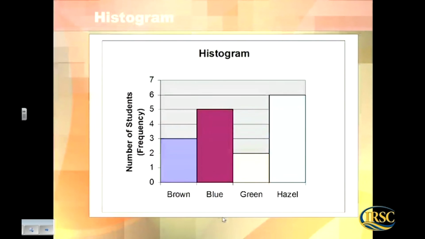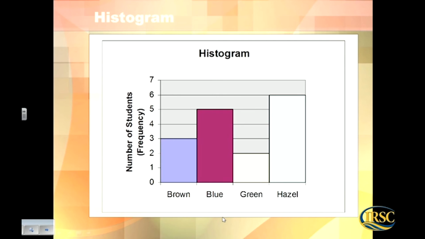All right, so here is a histogram of a previous class that I did a long time ago. We had eye colors of brown, blue, green, and hazel. And then the heights show the frequency of each of these categories. So again, just like a bar graph, except all of the bars are squeezed together so that they're touching.